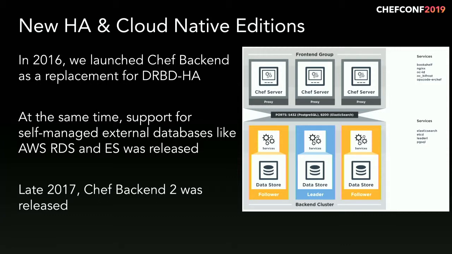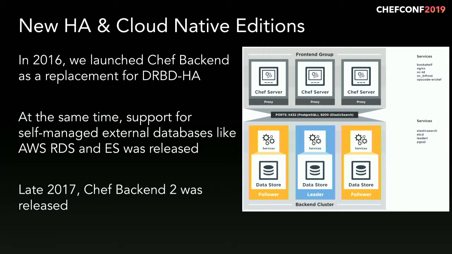So Chef Backend was built throughout 2015 and launched in 2016, and that used native service replication for PostgreSQL and Elasticsearch to provide high availability services. And that's been a huge win for customers.